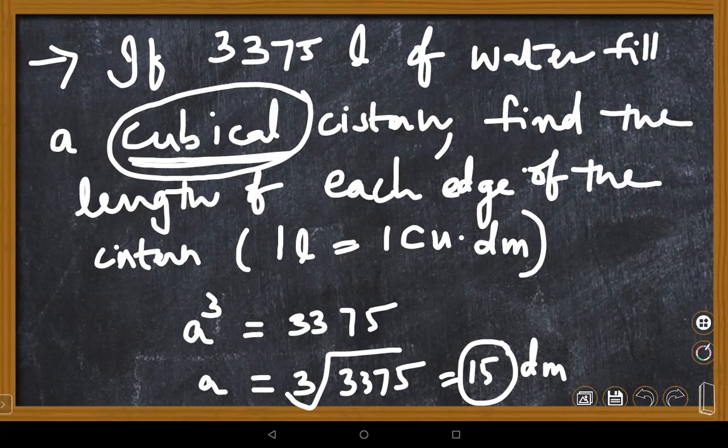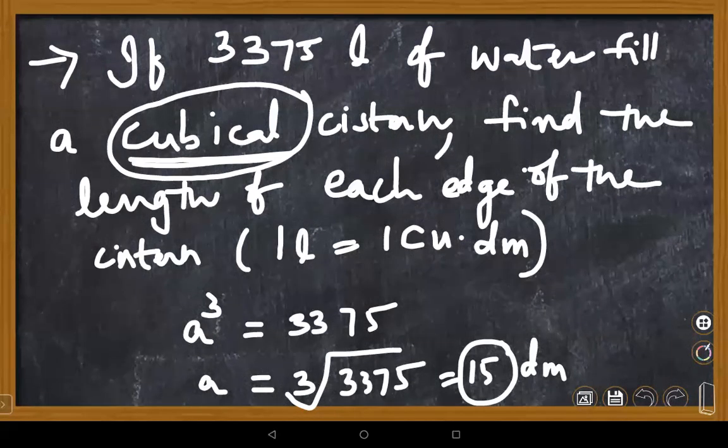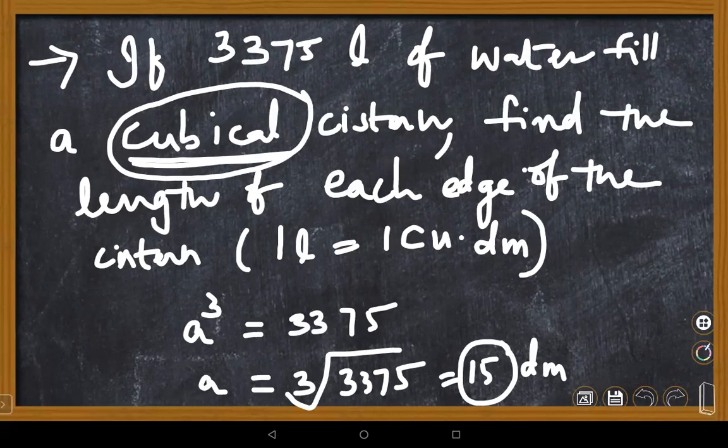And volume of a right circular cylinder. Don't think it's another word, children. Sometimes about a cylinder, they use the words right circular cylinder. It's also very similar: pi r square h. These are the formulas you have to remember, children. Those are the basic formulas.